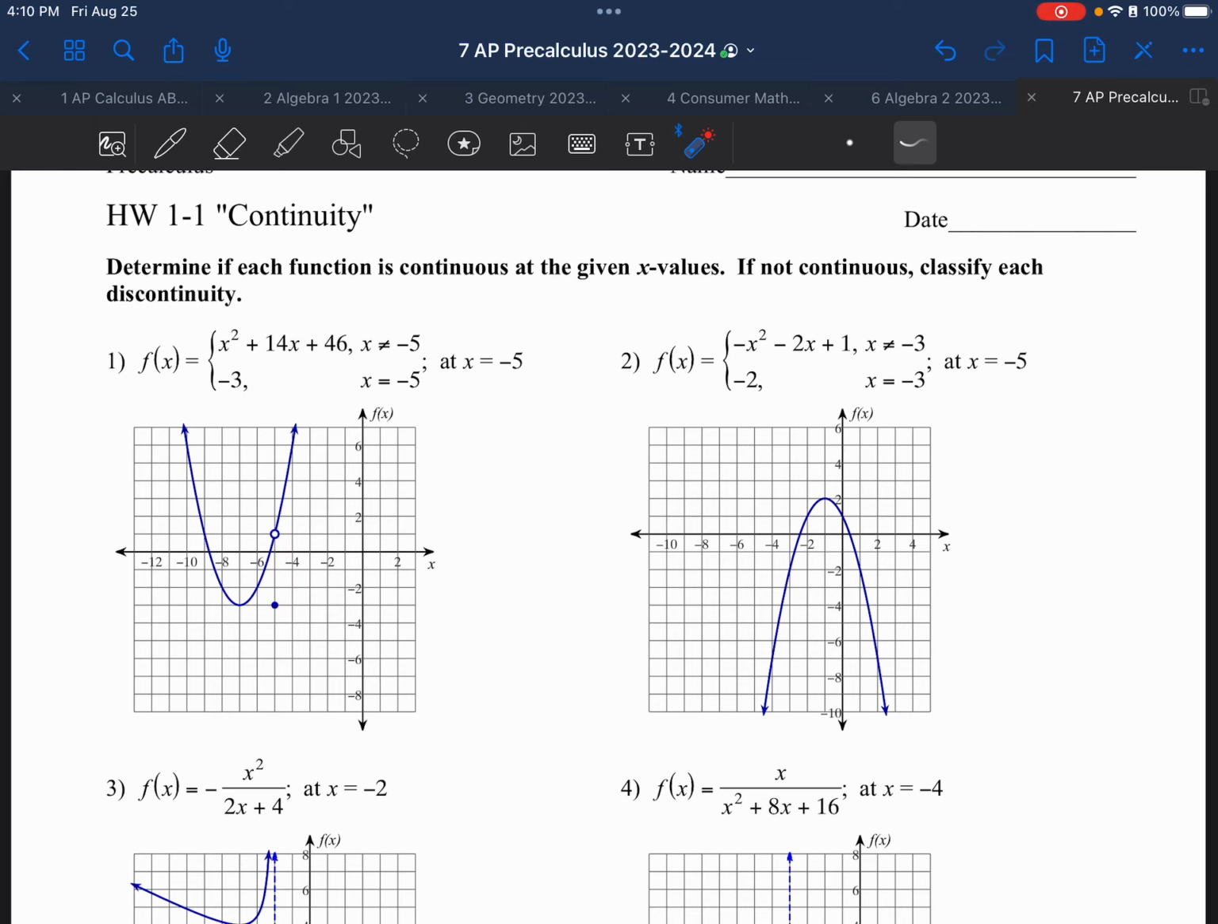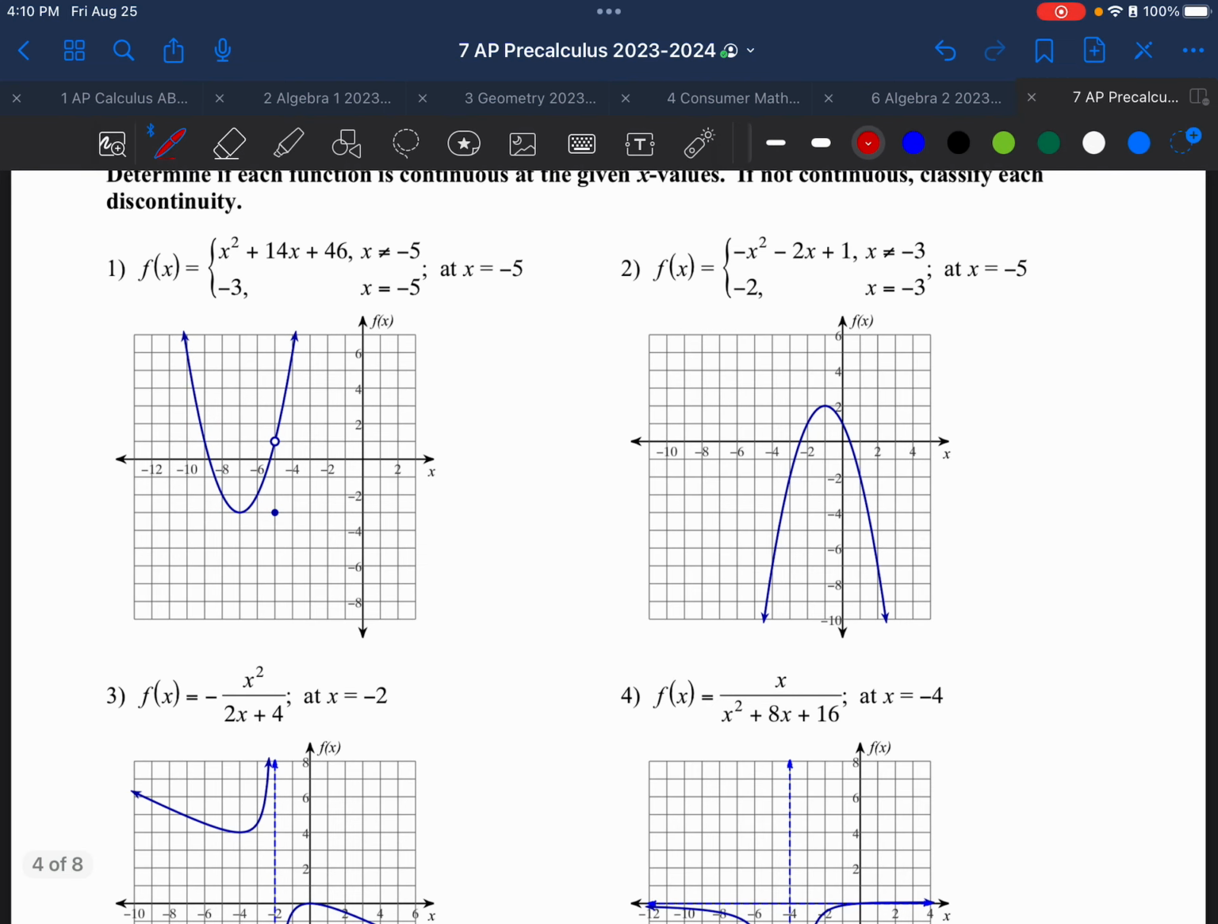And let me make sure I'm reading the instructions correctly. We have to figure out if it's continuous at the x values, and if not, we're going to classify the discontinuity. So this is clearly discontinuous because continuity is defined as holding down your pencil, and then you have to let go, and then come down here, and then pick back up your pencil, which means we're not continuous. And what of the three types do we have? This is going to be a removable discontinuity. So I'm just going to be lazy here and say removable.